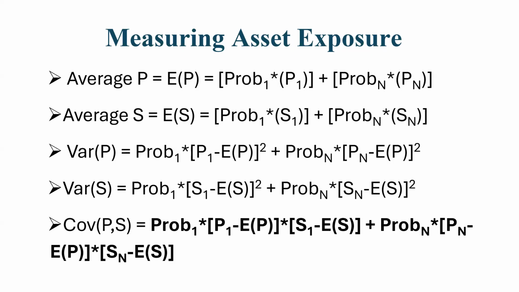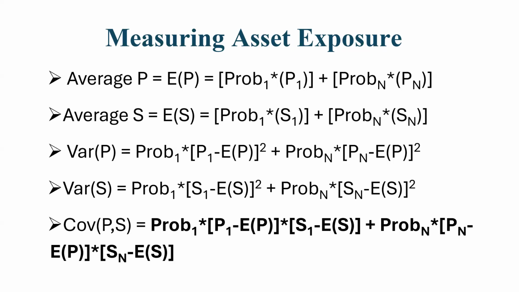Okay, so therefore, to calculate the expected value of P, we simply multiply the probability for each scenario of P by the asset value specific to that scenario. And if we have n number of scenarios, we'll do that multiplication of probability by that asset value and then add up. And that gives us the average.